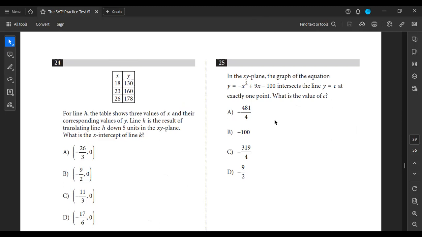Okay, so in the xy plane, the graph of the equation y is equal to negative x squared plus 9x minus 100, the line y is equal to c intersects at exactly 1 point. What is the value of c?